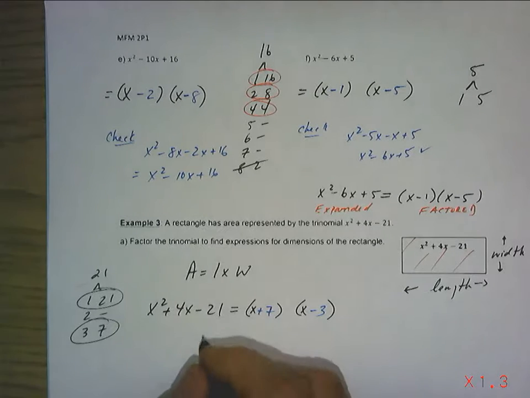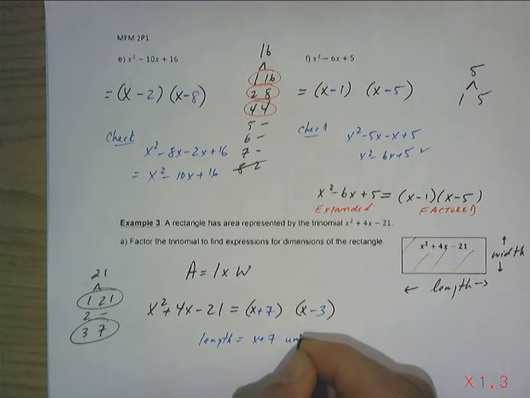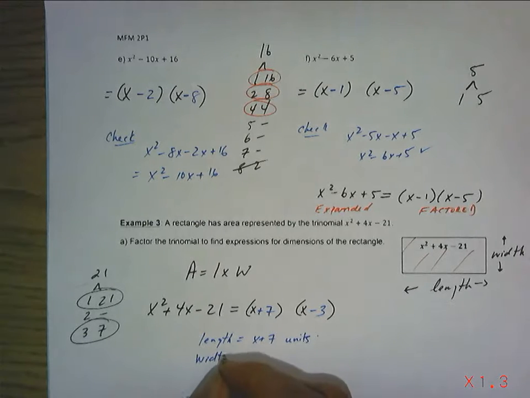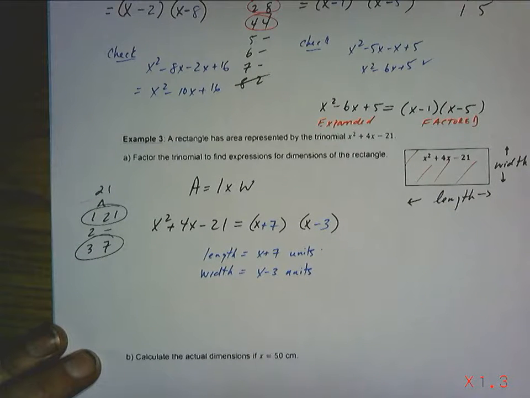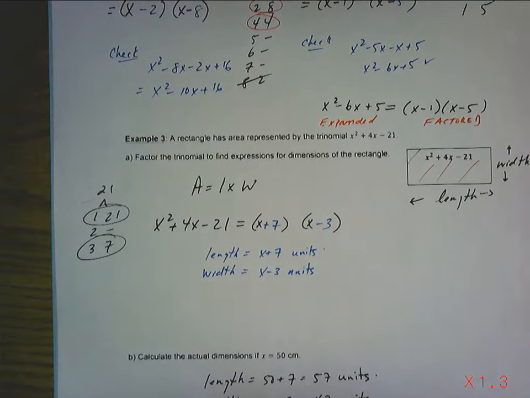What we know now is that we have a length that can be represented as x plus 7 units. And you have a width that can be represented as x minus 3 units. Calculate the actual dimensions. If x equals 50, well, that means that the length would be 50 plus 7, which would be 57 units. And the width would be 50 minus 3, which will be 47 units. And that's the answer. Well, there you go.